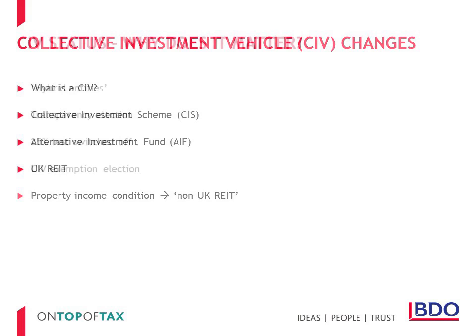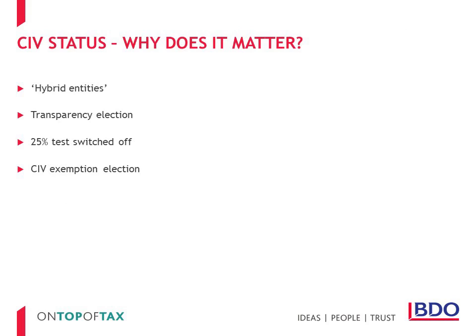We now come on to an explanation of why these rules matter. The CIV rules, as noted above, provide a number of modifications to the general capital gains rules concerning the taxation of UK real estate. The first modification concerns so-called hybrid entities. These are entities such as property unit trusts, which are treated as transparent for the purposes of tax on income, but have historically been treated as companies for capital gains purposes.